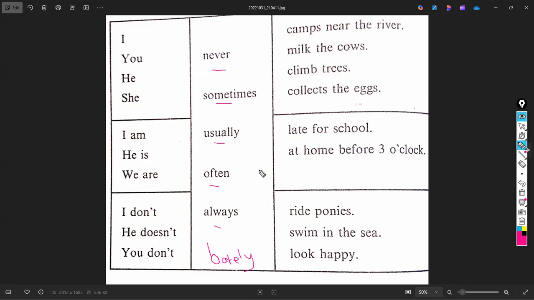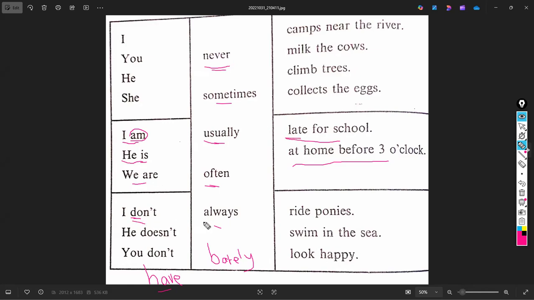Rule number one says, if you are using verb to be or verb to do or verb to have, you have to use the keywords after these verbs: after verb to be, after verb to do, after verb to have. For example, I am usually late for school. He is often at home before 3 o'clock. We are never late for school.